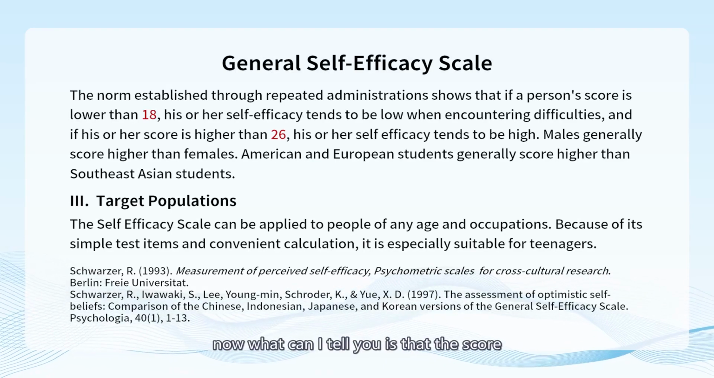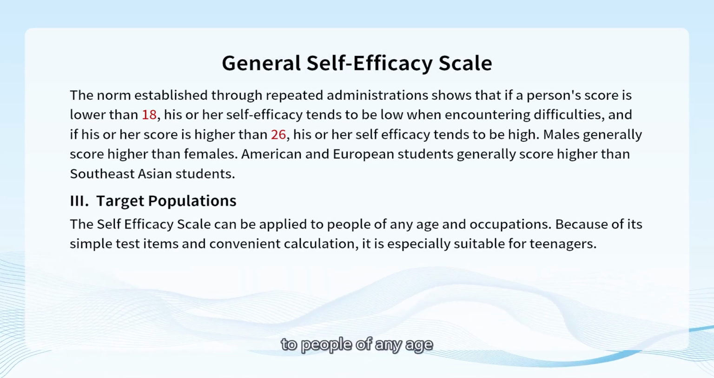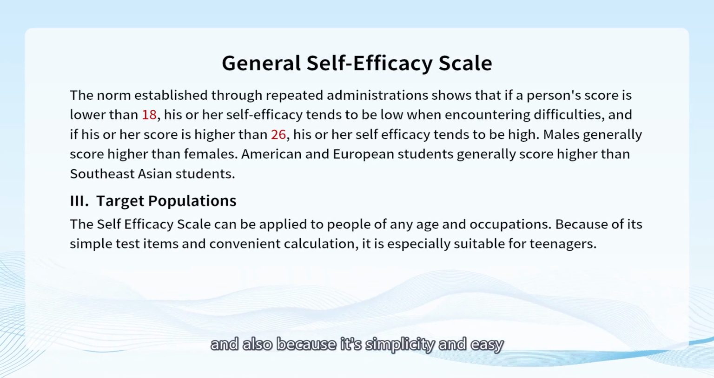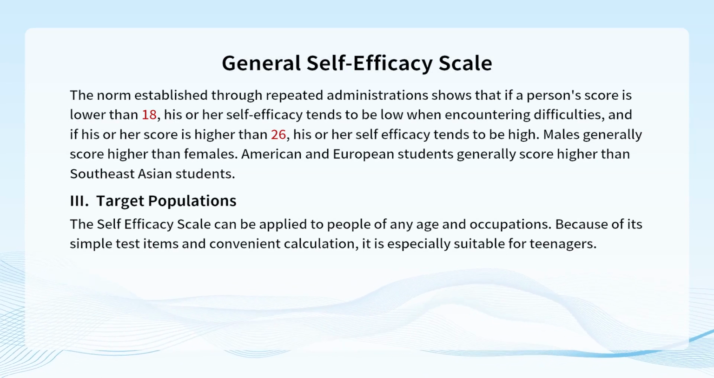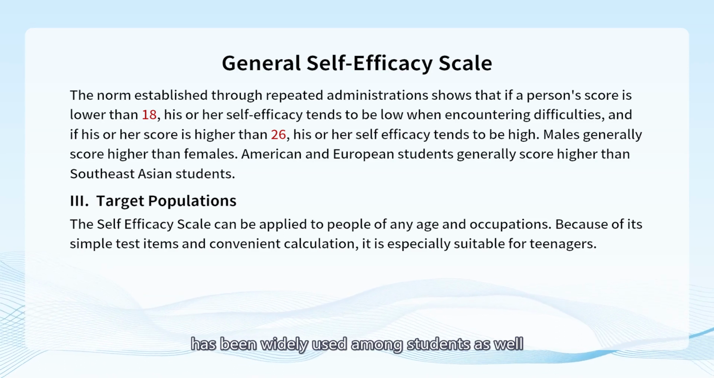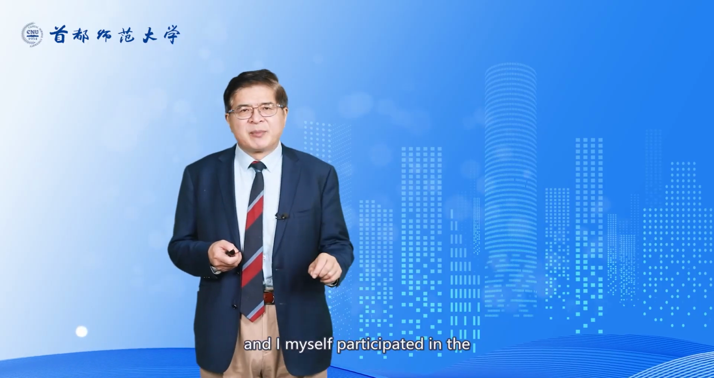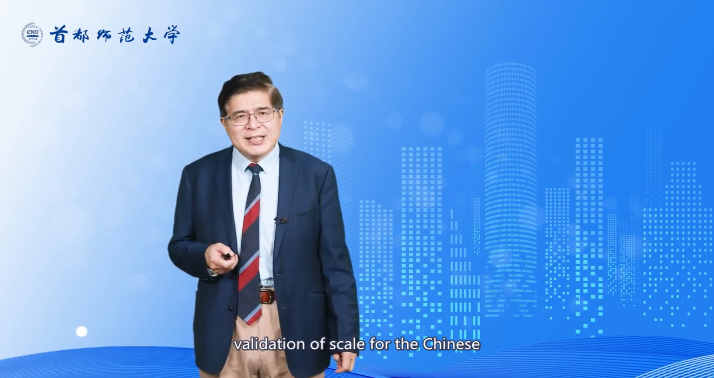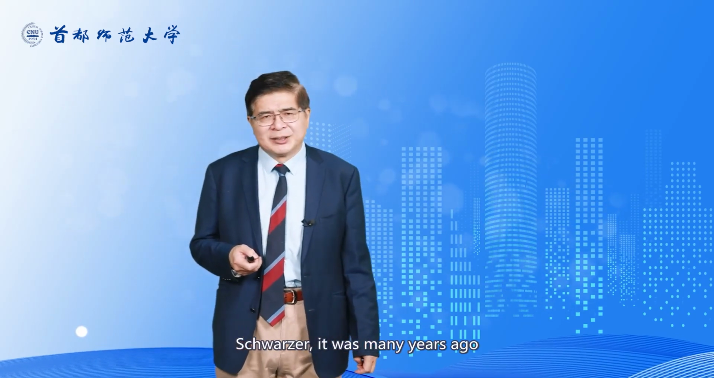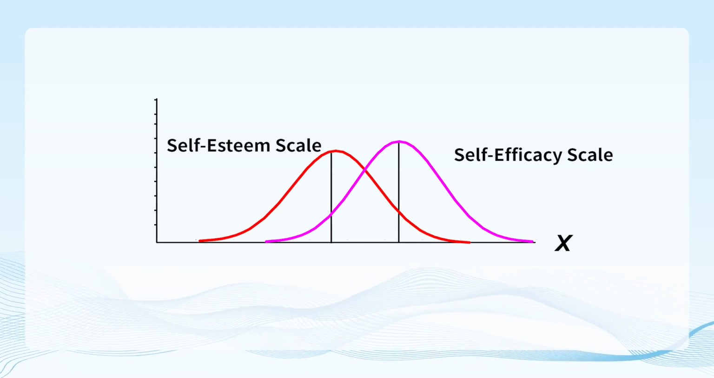Now, all I can tell you is that the score can be applied to people of any age, and also because of its simplicity and easy, convenient calculation, it is being widely used among students as well. Now, you remember this. And I myself participated in the validation of the scale for the Chinese together with Professor Schwarzer. It was many years ago.